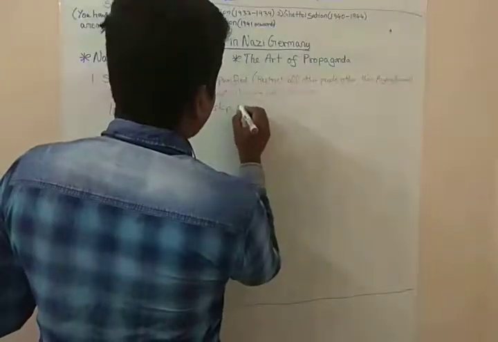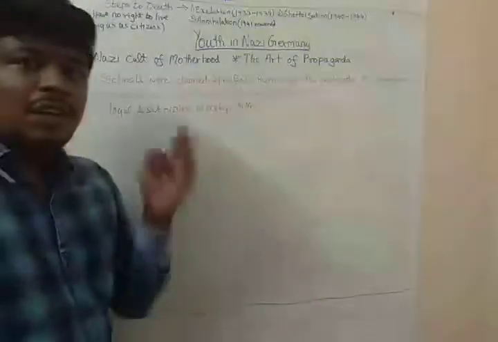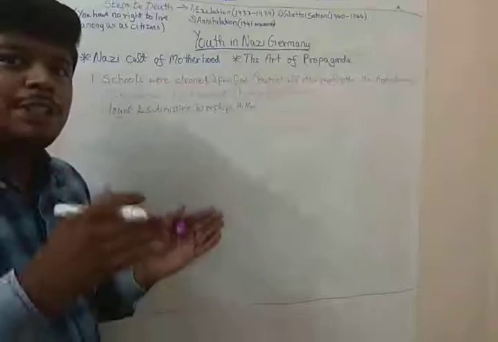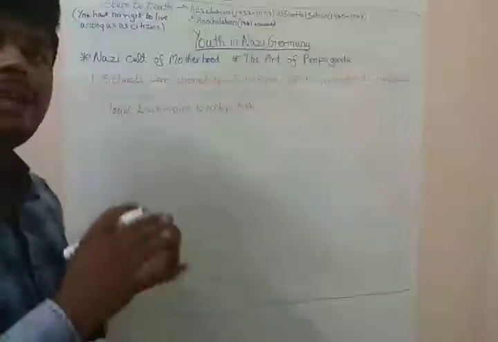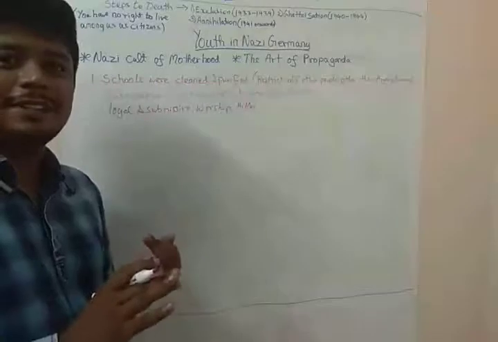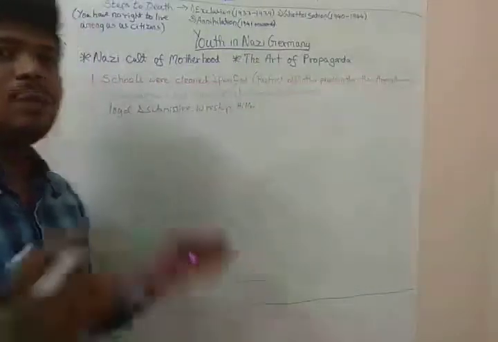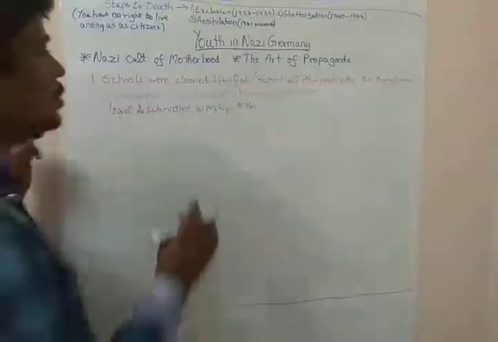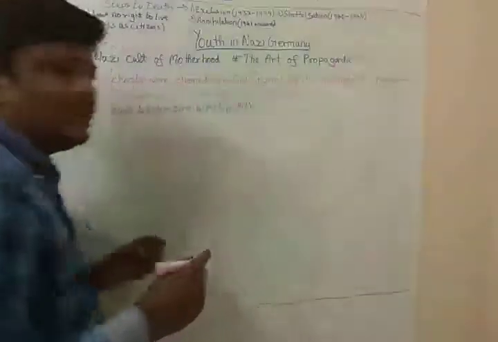Worship Hitler. So the first thing is, those pure German children were taught to be loyal and submissive. That is the first thing, a normal moral character that was taught. And the next one is, they should worship Hitler like a god.